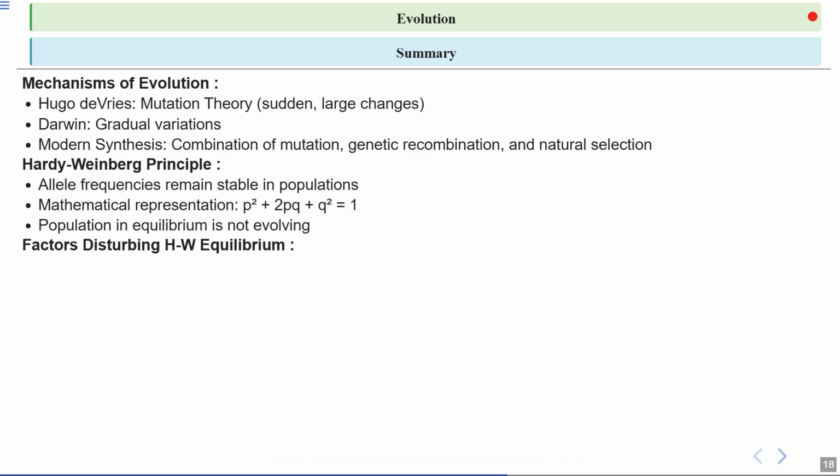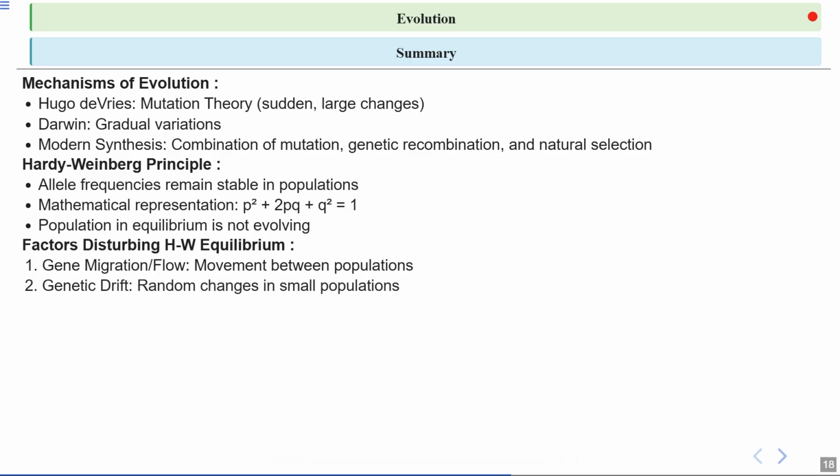Okay, if there is a change in this equilibrium, this means the population is evolving. We also talked about the factors disturbing the Hardy-Weinberg equilibrium. First is gene migration or gene flow, meaning movement between populations. Second one is genetic drift, which means random changes in small populations. Within this we'll also talk about the founder effect.